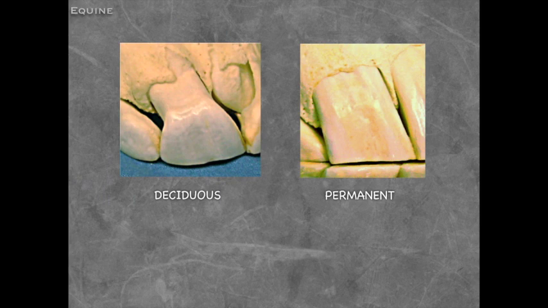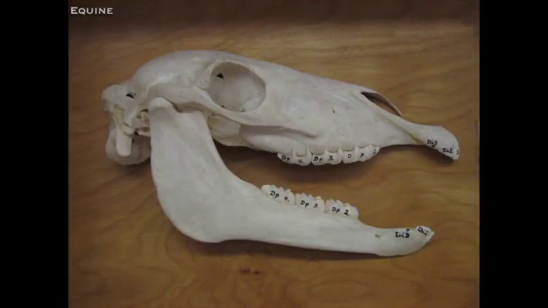Now we look here and we can see the difference between the deciduous and the permanent teeth in the horse. The deciduous teeth are very cup-shaped or spade, shovel-shaped. Okay. Whereas the permanent teeth are more square, more columnar in shape. Okay. So let's start out with this young horse here.